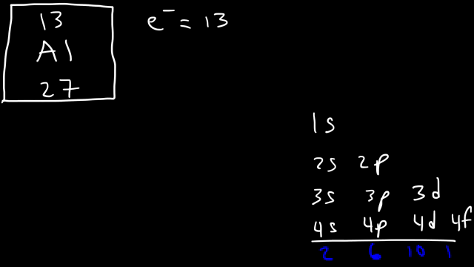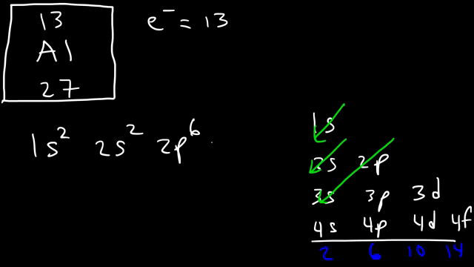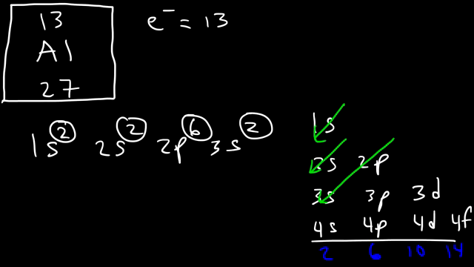Now let's put these numbers again. f can hold up to 14 electrons. We're going to start with 1s. That's 1s2. After 1s, we have the 2s sublevel, so this is going to be 2s2. Then we need to move on to 2p, then 3s. p can hold up to 6, and s can hold up to 2. If we add the numbers 2 plus 2 plus 6 plus 2, that's 12. We only need 1 more.